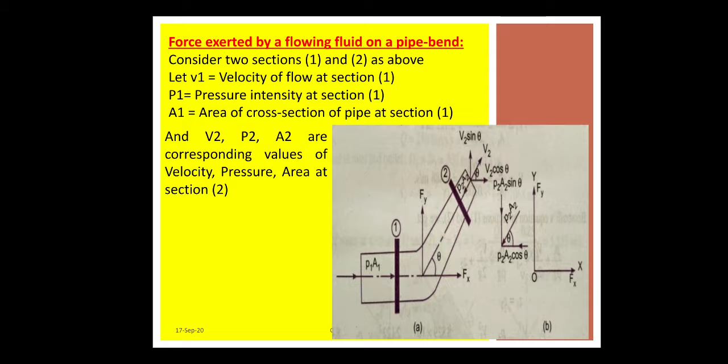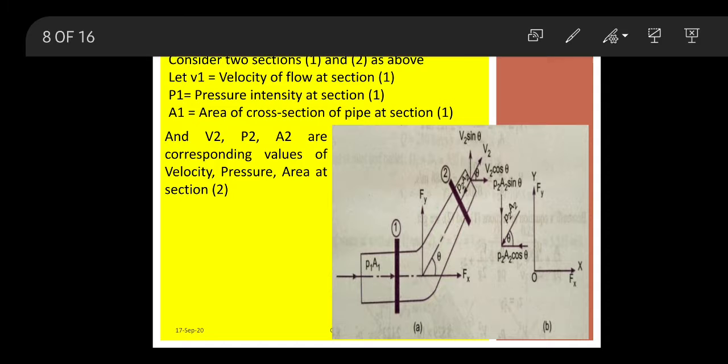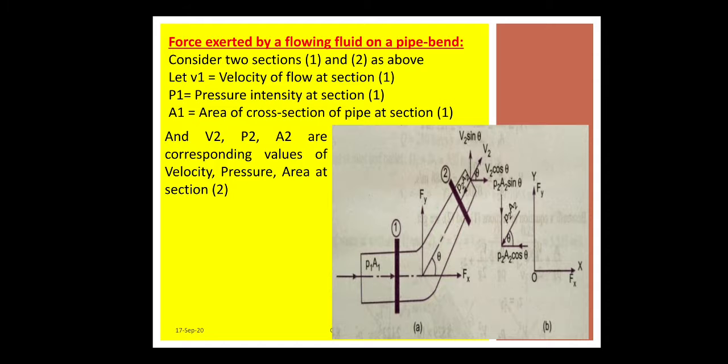Next, a1 is the area of cross section of the pipe at section 1. The same way, v2 is the velocity of flow at section 2, p2 is the pressure intensity at section 2, and a2 is the area of cross section at section 2. After writing this, you just have to go for the calculation part.